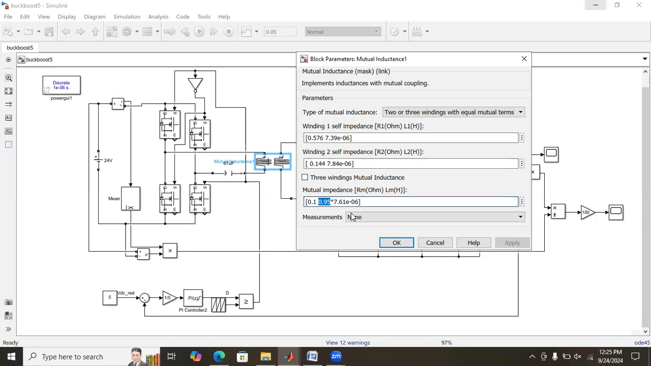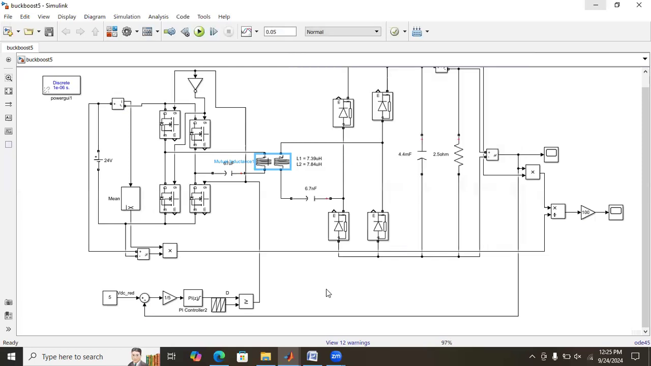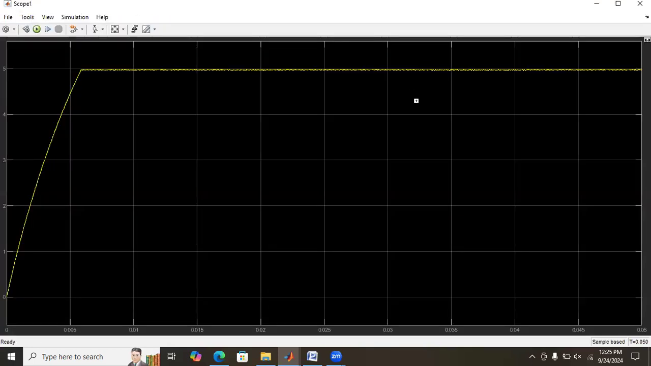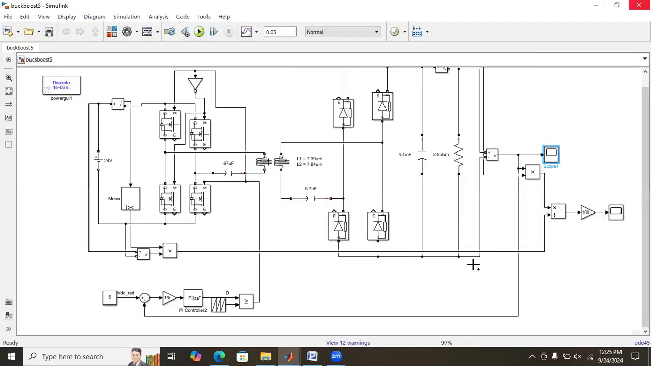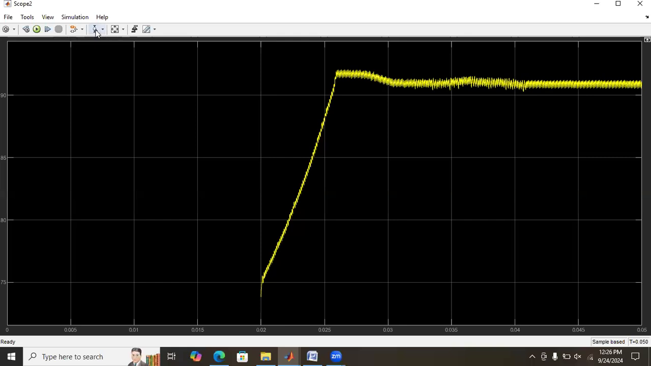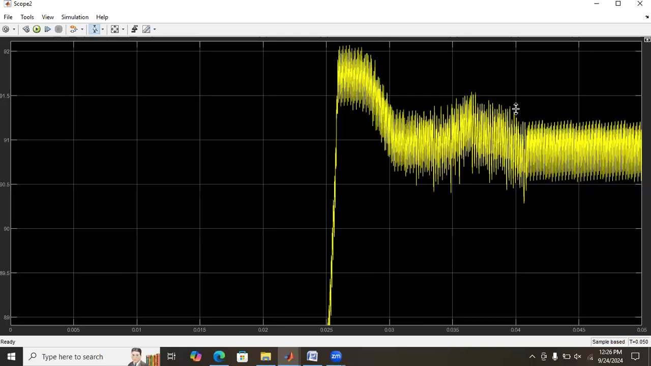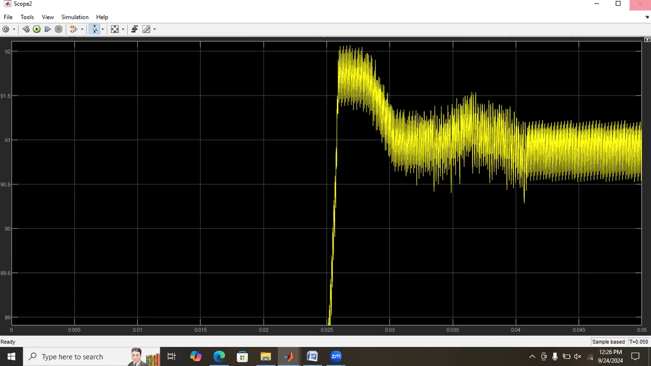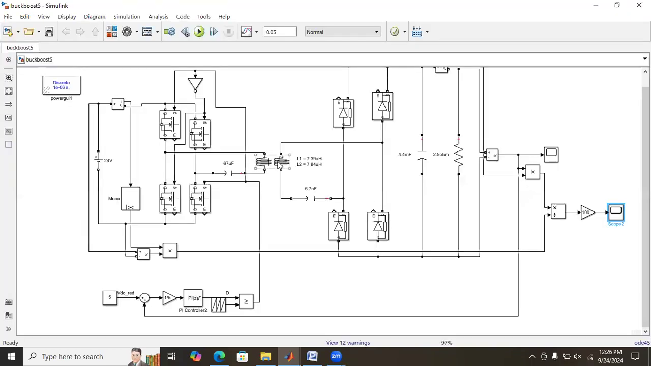Here I have provided initially, and this is the load voltage. Here we are getting nearly 5 volt. And this is the efficiency, load power divided by input power. We are getting the efficiency nearly 91%. For 0.95 as the coefficient of coupling, we are getting efficiency as 91%.